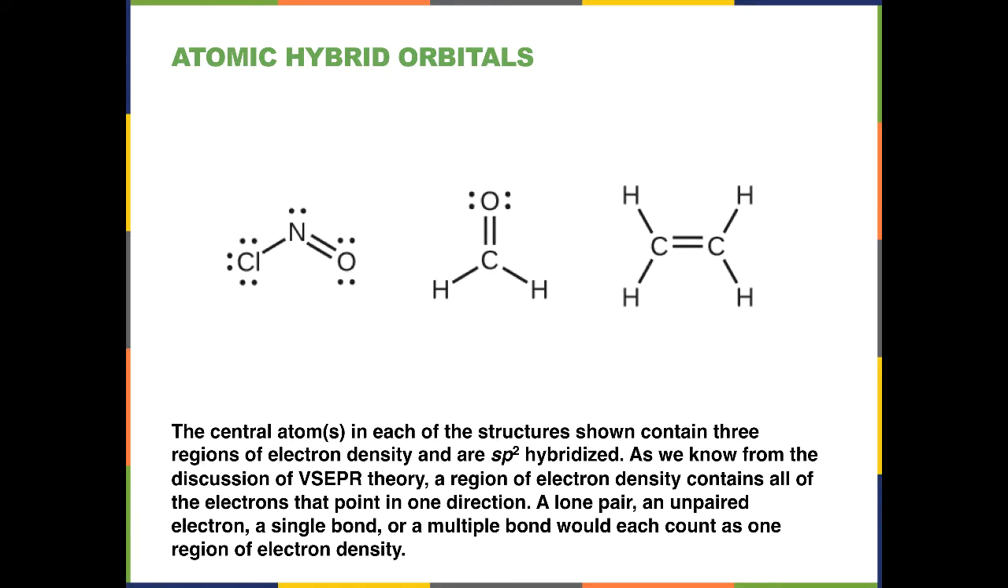Now the central atom in each of these structures contains three regions of electron density, and therefore these would hybridize in the same way, sp2. As we know from the VSEPR, the regions of electron density contain all the electrons that point in a single direction. A lone pair or an unpaired electron, a single bond, or a double bond would each count as one region of electron density.